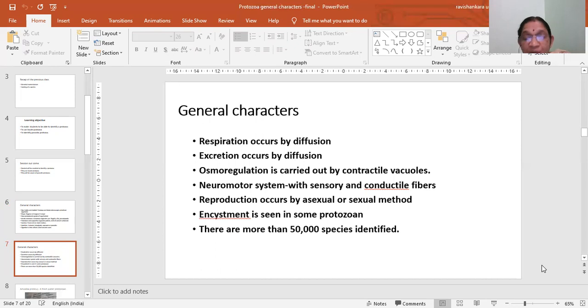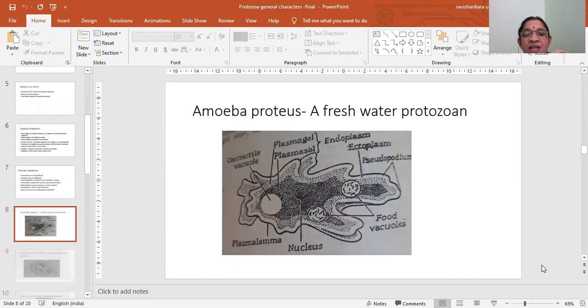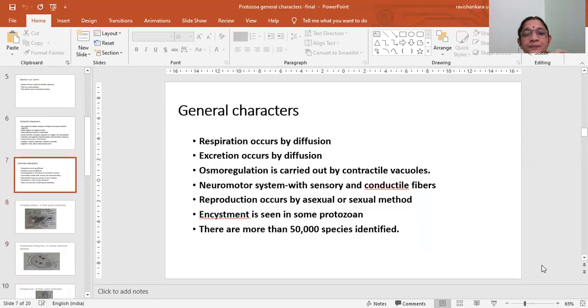Now coming to the coordination of the cell, each and every individual animal has a controlling system or coordinating system which we call the neuromotor system. These protozoa, even though they are single cells, have certain fibers of protein which are sensory in nature. They can respond to the chemical changes and light changes in the environment. Chemical sense and light sense are also seen in these protozoa.